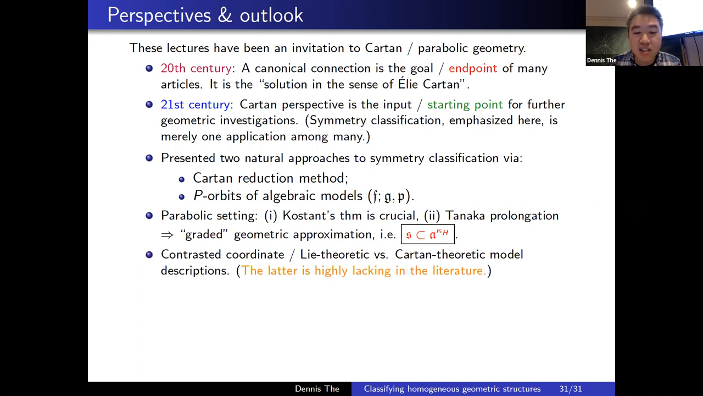And I emphasized this difference between coordinate and Lie theoretic descriptions of the results versus Cartan theoretic descriptions. And this is really highly lacking in the literature. There's much more that can be done here, I think.